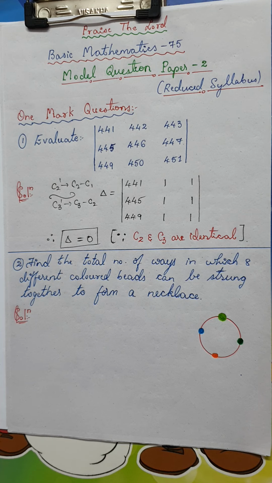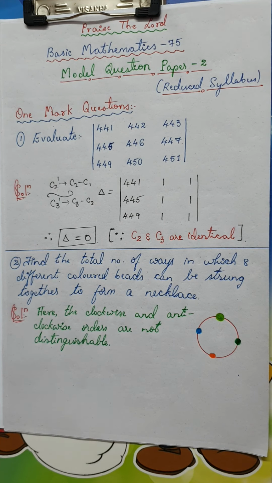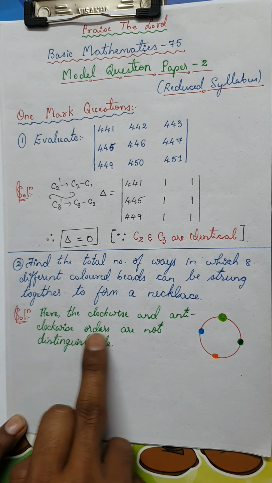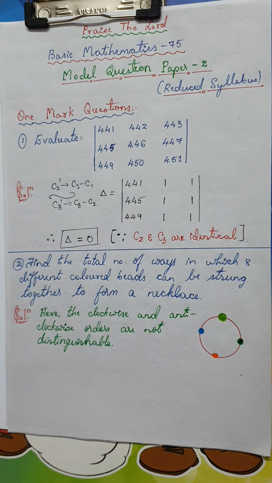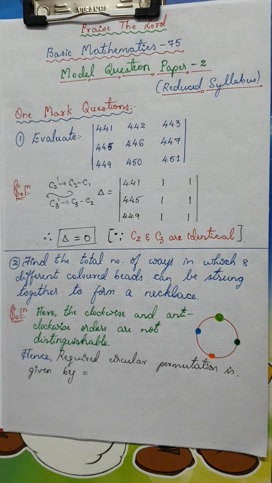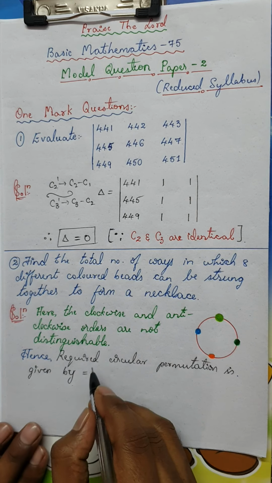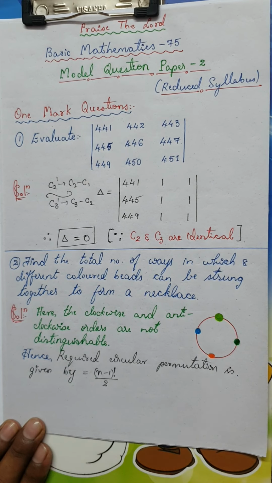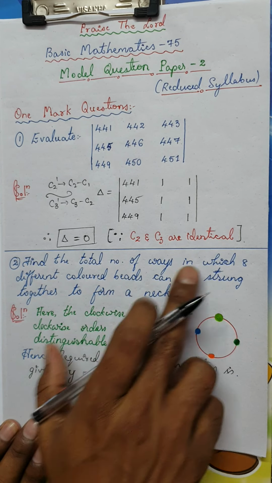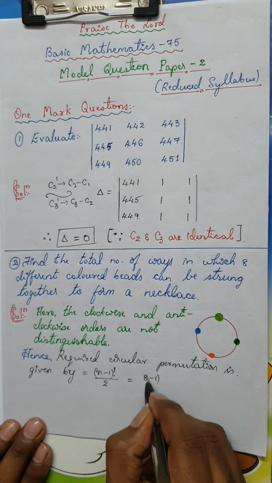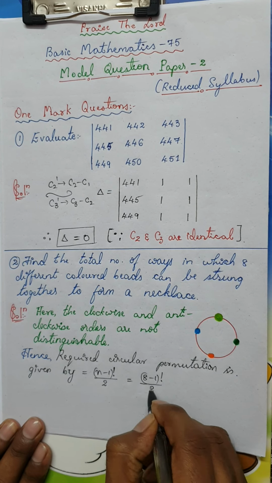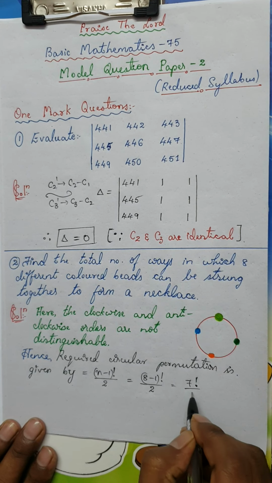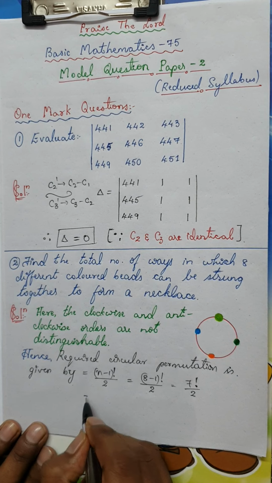Just note down this point. This is the condition I'm going to give here: in this case, the clockwise and anti-clockwise orders are not distinguishable. Hence, the required circular permutation is given by n minus 1 factorial divided by 2. What is n here? 8. So it is 8 minus 1 factorial divided by 2. What is 8 minus 1? It is 7 factorial divided by 2. You can easily calculate the values.